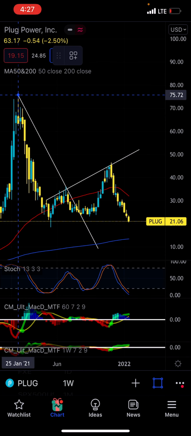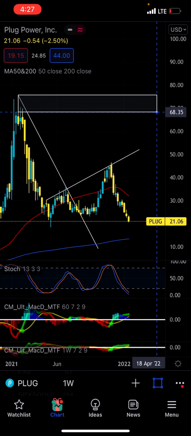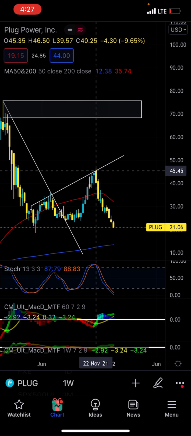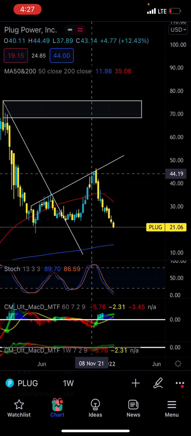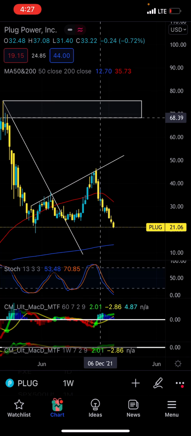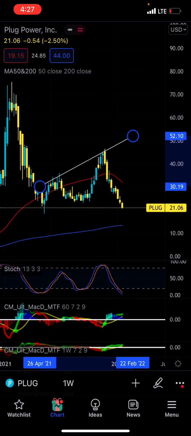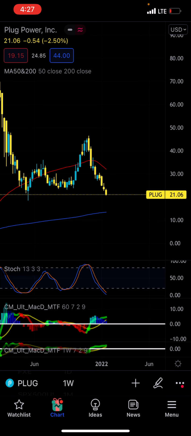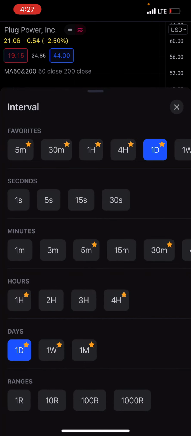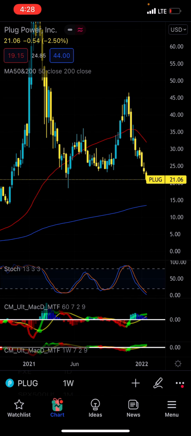So probably somewhere between here and, I don't know, somewhere right there, with all this hitting. If you'd taken your first take profit here as soon as you touched the trend, somewhere around $44, $45, then your second take profit would have been all the way up to possibly a minimum of $68 or so. As of right now, what plug is showing is signs of possibly doing a reversal, but I kind of doubt it. I would think that plug is still relatively bearish.